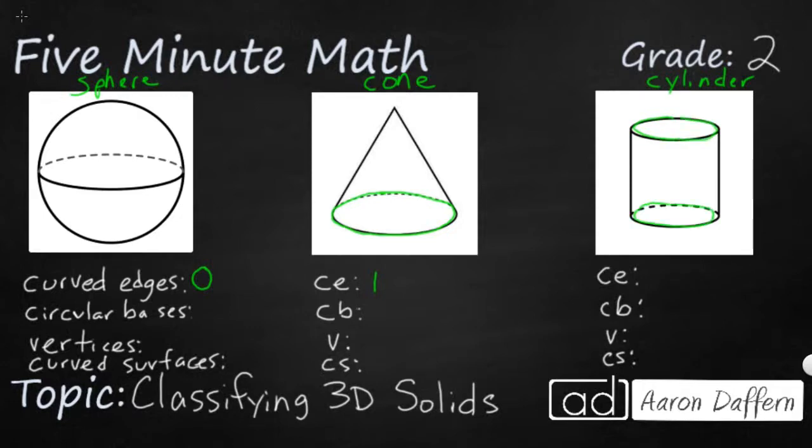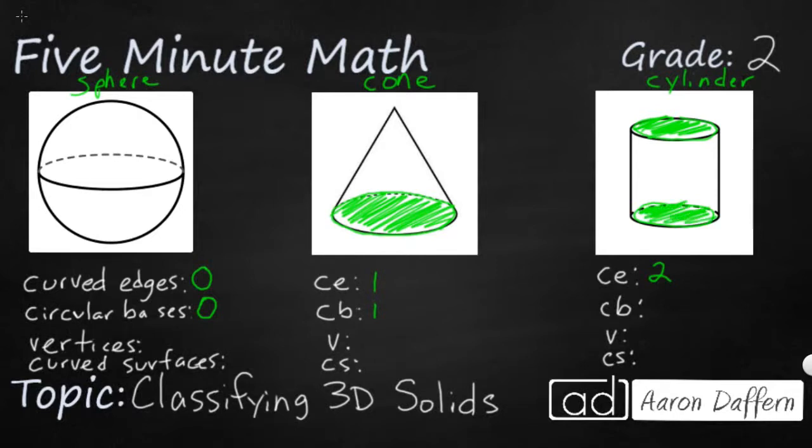So if we go down to the second row, we see circular bases. Circular bases are flat surfaces that the shape can rest upon. So as you can tell, our cone has got one circular base. It's down at the very bottom. And our cylinder actually has two, so you can set it on its top or set it on its bottom without it rolling away. So we're going to say it has two circular bases.